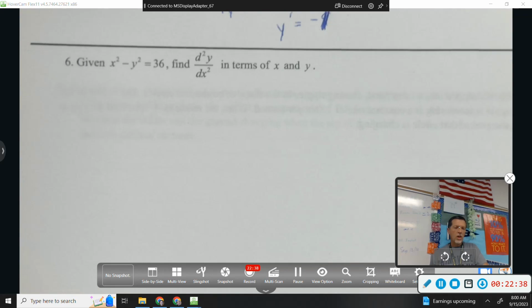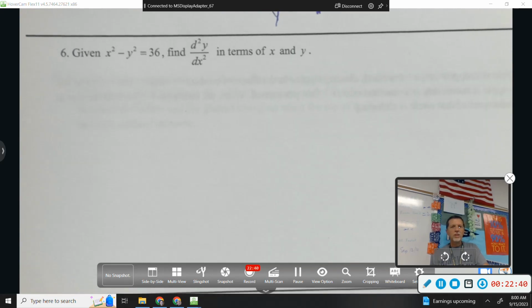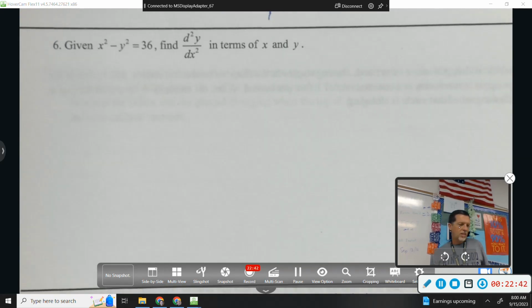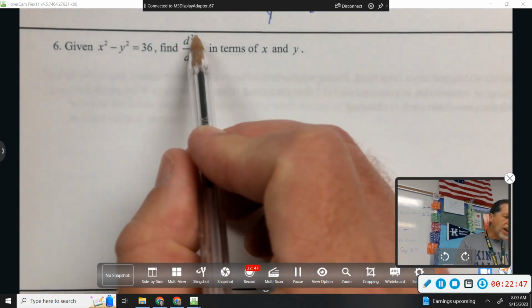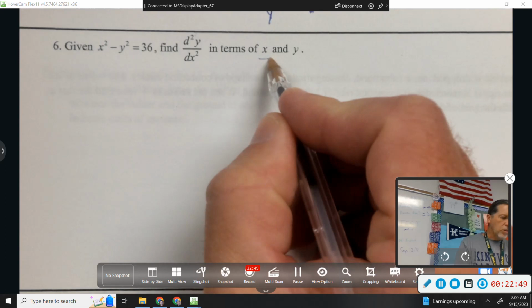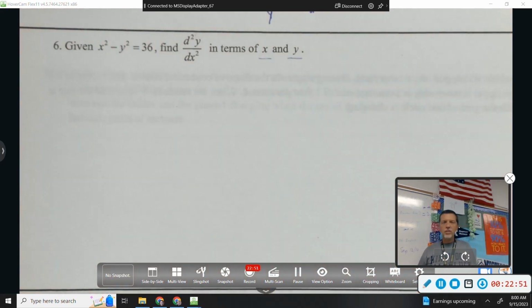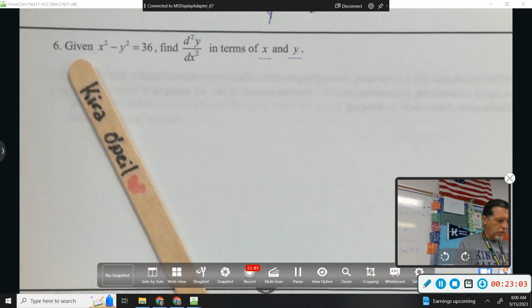All right, then we get into some trickier ones. Number 6. X squared minus y squared equals 36. Find the second derivative in terms of x and y. Okay, well, big picture, this is kind of the same. Take a first derivative, get it cleaned up, take a second derivative. So, first derivative, I got 3 terms I need to take the derivative of.